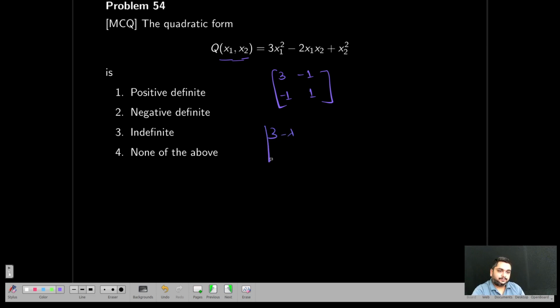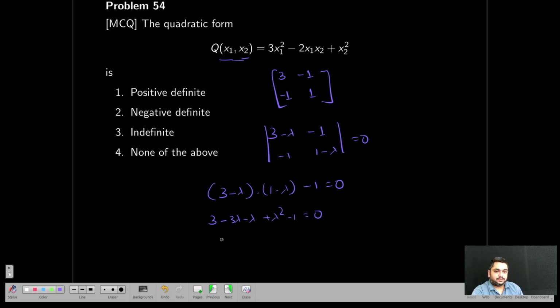3 minus lambda. Find the eigenvalues. Minus 1. 1 minus lambda is equal to 0. So (3 minus lambda) into (1 minus lambda) minus 1 equal to 0. This is 3 minus 3 lambda minus lambda plus lambda square minus 1 equal to 0. This is lambda square minus 4 lambda plus 2 is equal to 0. So if you solve this using the quadratic equation, you will get 2 plus or minus root 2.